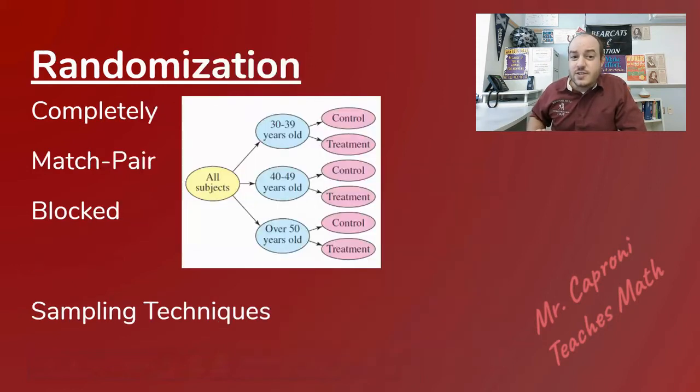The second one is randomization. Again, I'm going to cover randomization in its own video as well. In randomization, we have two major parts. The first one is, once you have people in your experiment, how do you split them up to know what type of people get the treatment and what type of people don't? Well, that's where this comes in, either splitting them up completely randomly, by matched pair, or by blocked.